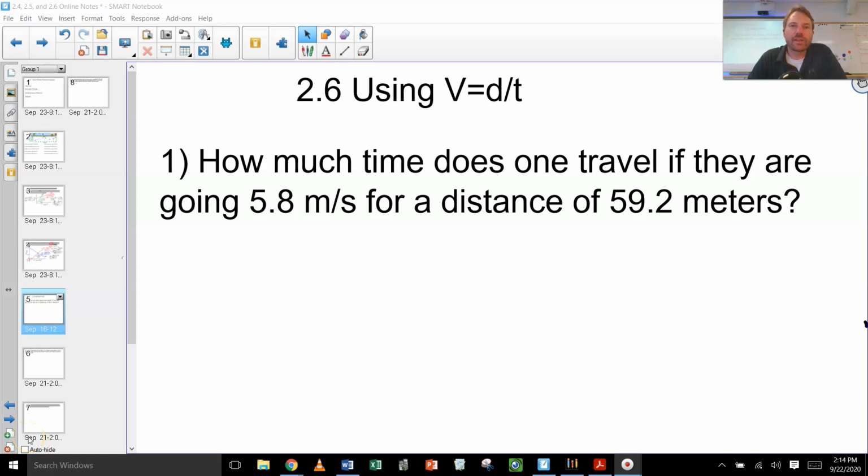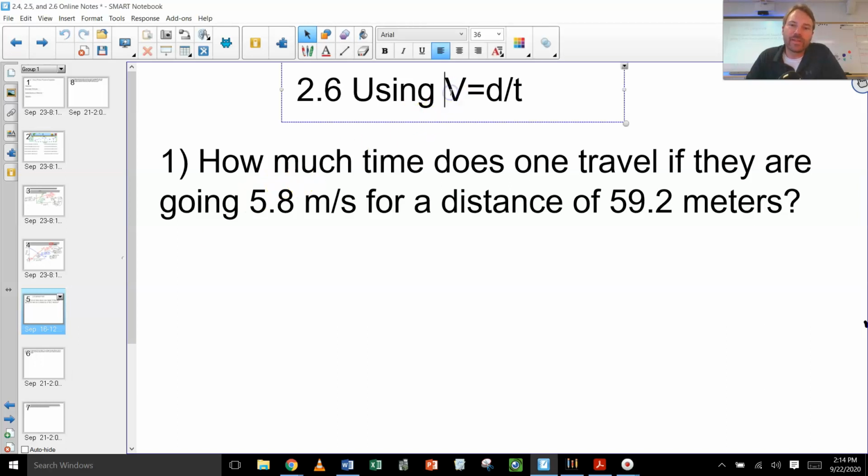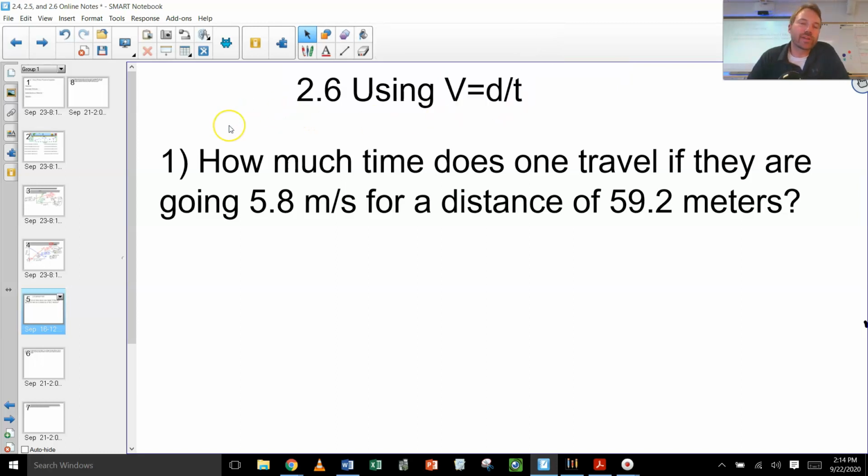Hey physics friends, and welcome to 2.6, which I am entitling Using Velocity Equals Displacement Divided by Time. We're gonna learn how to use this equation to our advantage in a lot of different scenarios. We're gonna start out very not complicated, and we're gonna get more and more complicated as we go.